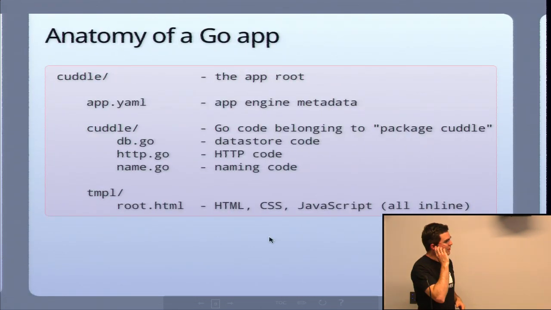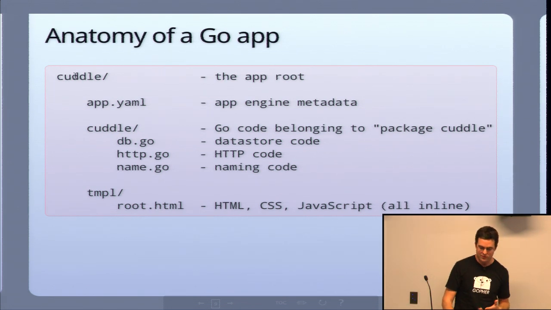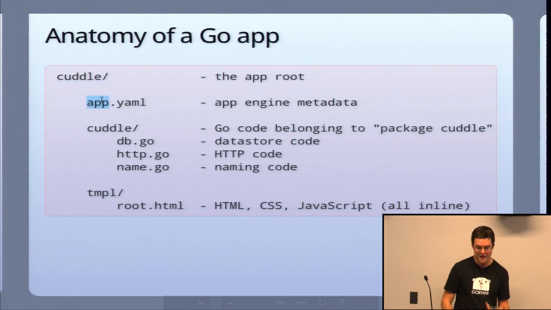So on the file system, the anatomy of a Go application looks something like this. You have the root, the app root, which is just some directory of whatever name. In this case, it's called Cuddle. You have an app.yaml file.